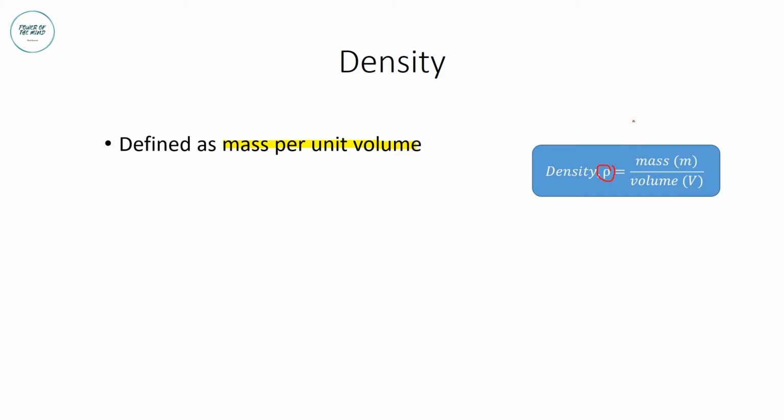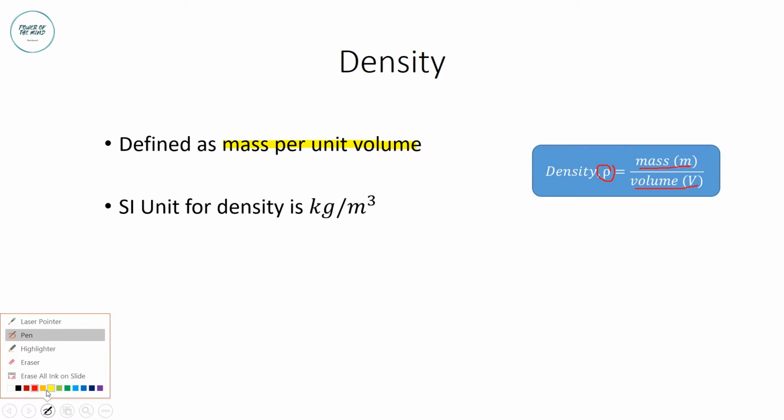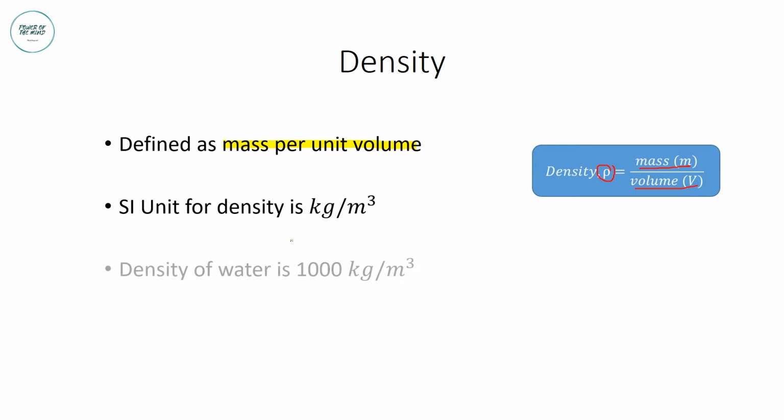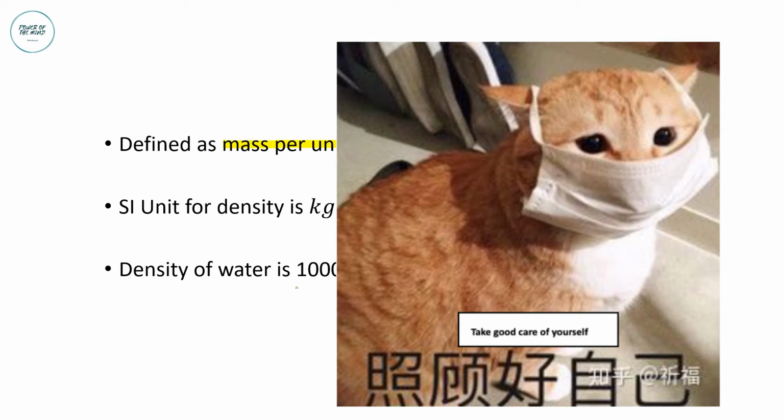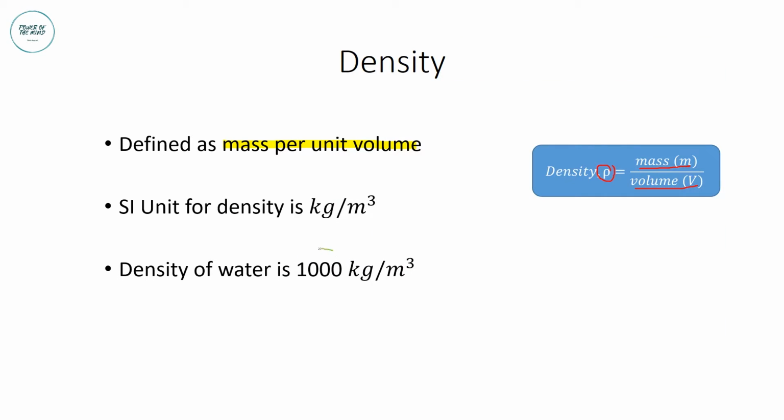So as you can see, density is the mass per volume, the mass divided by volume, and the SI unit for density is kg per meter cube. Sometimes it can be grams per cm cube, but just remember, when they ask for SI units, always ensure that the units are in kg per meter cube. For water, the density is always fixed. In whatever situation, it will still be the same value, which is 1000 kg per meter cube.